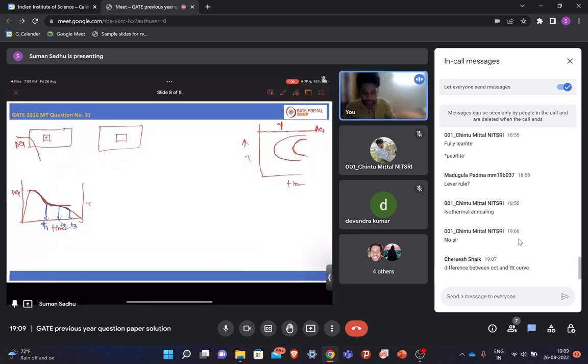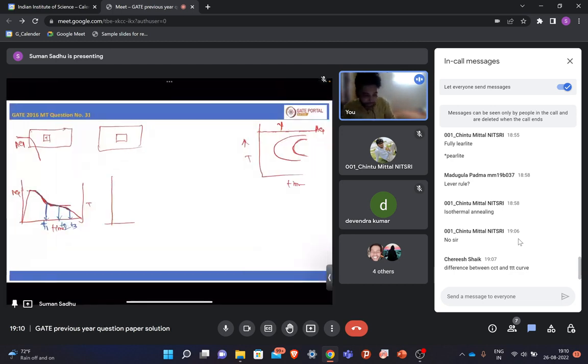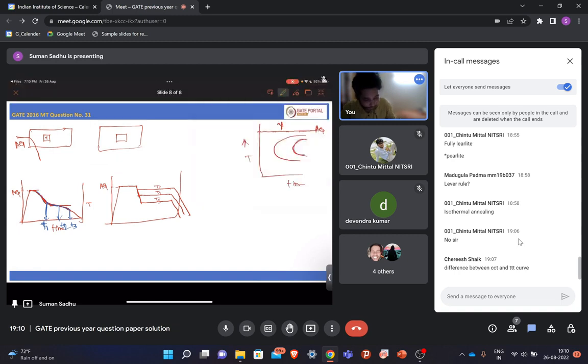So in case of CCT, you are continuously cooling. But in case of TTT, you will go to the AC1 temperature and hold for a certain time. Then you will quench to temperature T1 and hold it for some time, then quench it again. Then again you quench to temperature T2, hold for some time and then quench it. Then the same at T3. Let's say this is T1, T2, T3. Similarly, you can also quench at further lower temperatures and then quench, right?